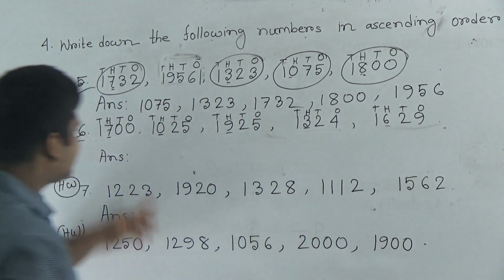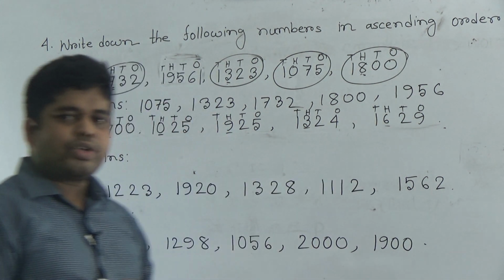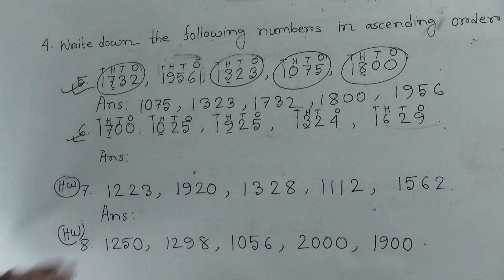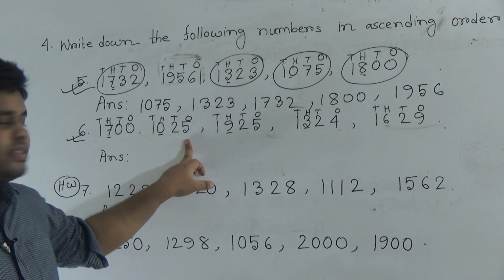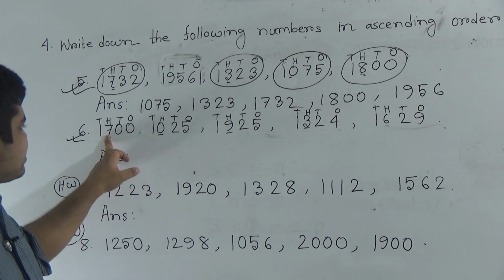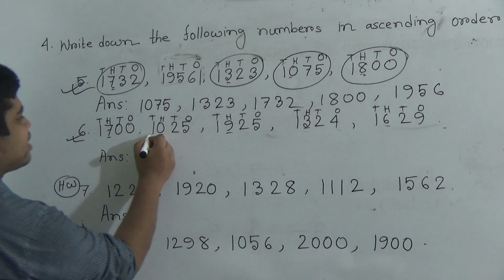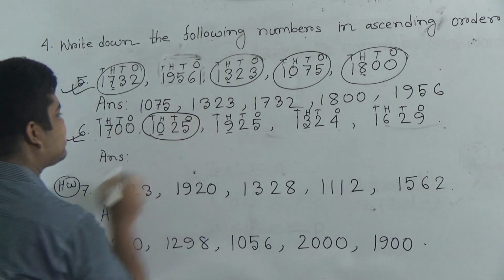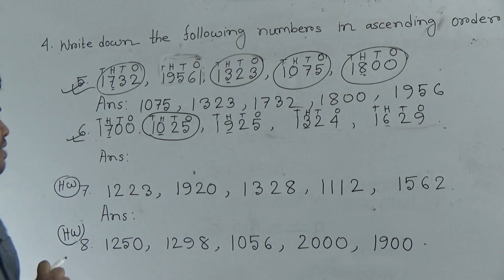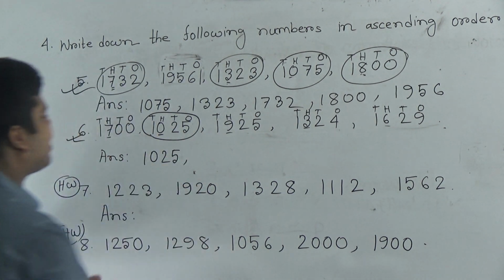My dear student, notice from 7, 0, 9, 3 and 6, which number is smallest? 1025 is the smallest. That means 0 is the smallest among 7, 0, 9, 3 and 6. So we can say this number is the smallest number among these 5 numbers. So at first I write 1025. I hope you have understood.